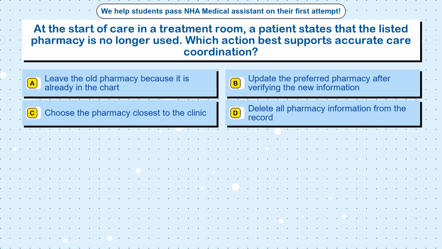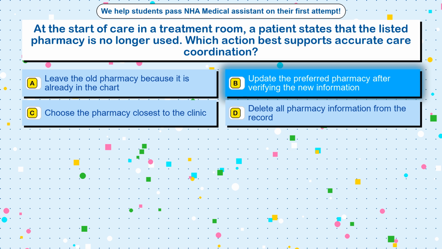Question 16. At the start of care in a treatment room, a patient states that the listed pharmacy is no longer used. Which action best supports accurate care coordination? Option A, leave the old pharmacy because it is already in the chart. Option B, update the preferred pharmacy after verifying the new information. Option C, choose the pharmacy closest to the clinic. Option D, delete all pharmacy information from the record.